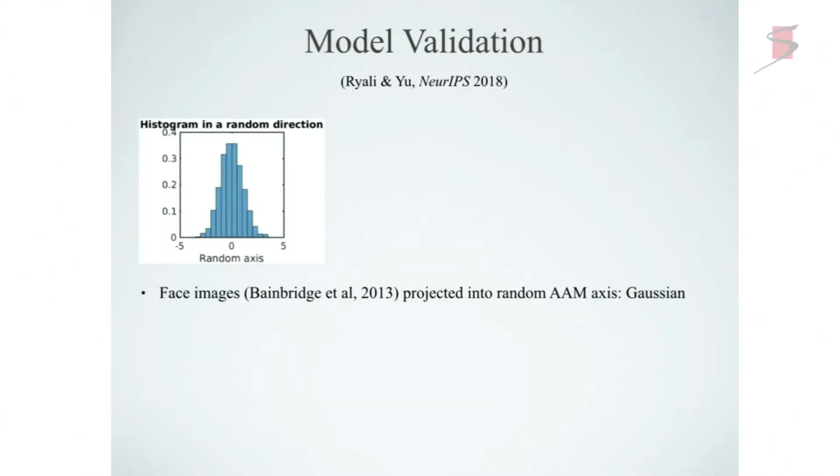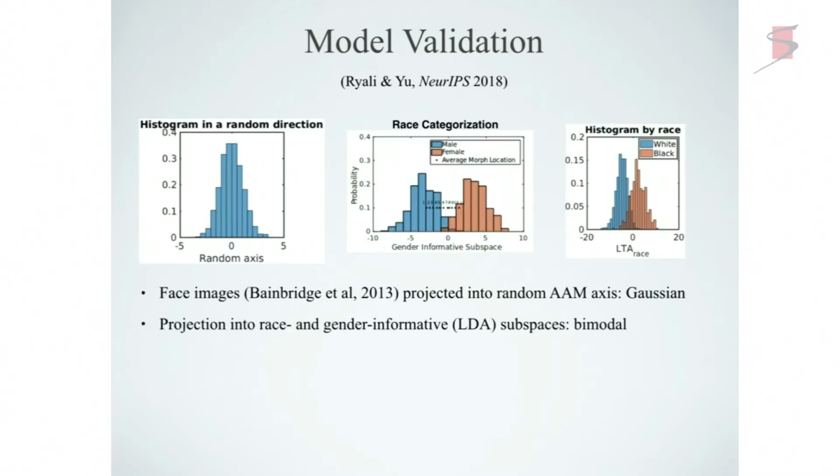So to validate this model, we took real faces from this publicly available data set. We project along random axes, and it's almost always bell-shaped.